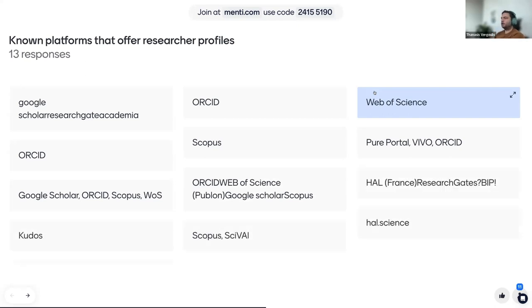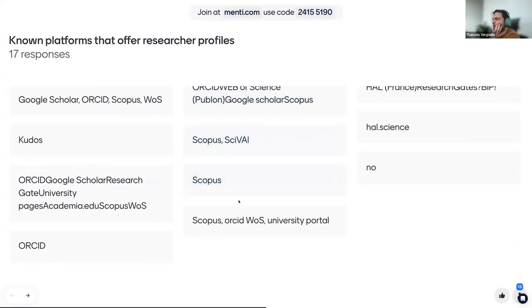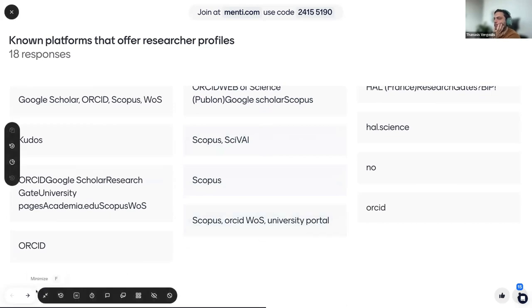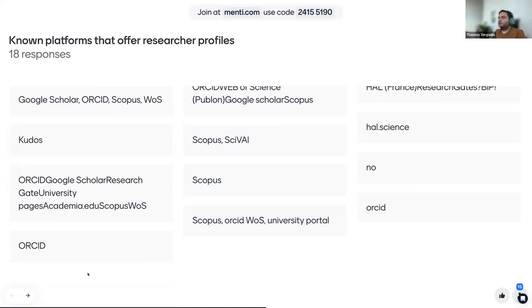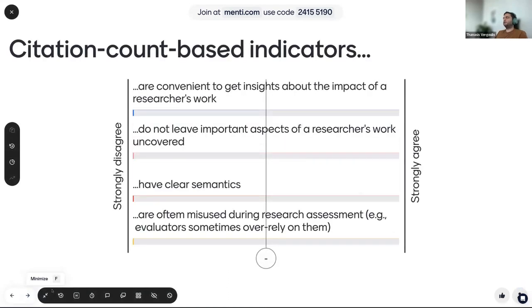Okay, it seems that we have various that you already know. Of course, a lot of you mentioned Google Scholar, ResearchGate, Web of Science, ORCID, a very important one, but also Kudos, that is focusing on contributions. So yeah, okay. Here the heterogeneity in the responses also is an indication that this particular field has a lot of options already and is being developed heavily.